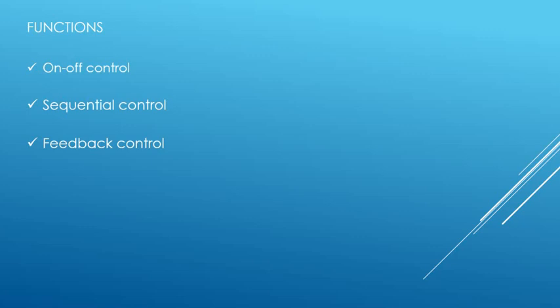And the other thing is feedback control. So PLC can incorporate feedback loops to monitor the result of their actions and make adjustments as needed to ensure the process remains within the desired parameters, within the desired quality of products.